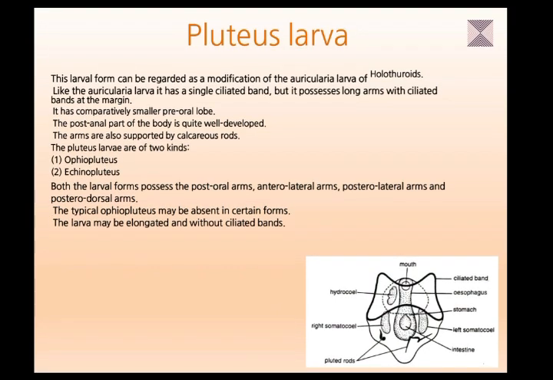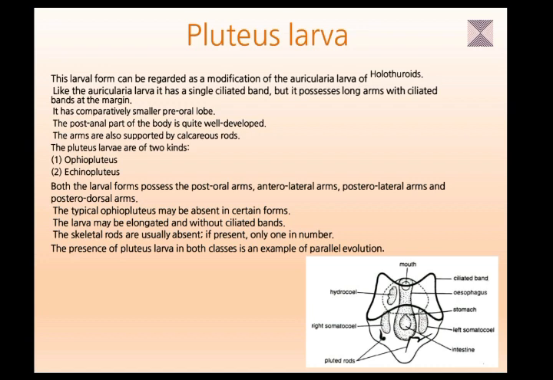Now the larva may be elongated and without ciliated bands. If you take the case of Echinoplutus, it may be elongated. The skeletal rods are usually absent, and if present, only one in number. So if you take these two forms, there can be skeletal rods present, and if they are present, they are only one in number in these two forms.